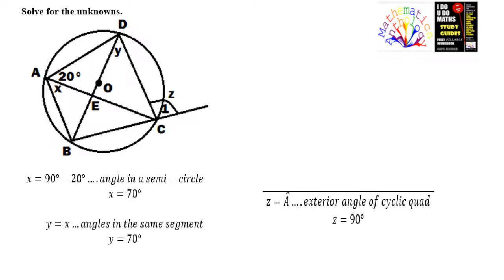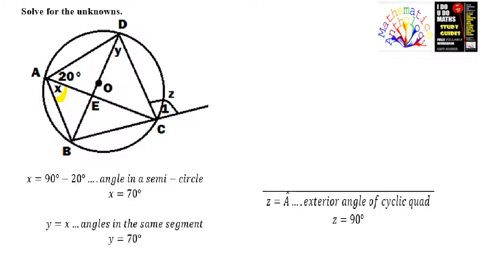Let's solve for the unknowns here. We're given a circle with the cyclic quad in the middle of it. So the unknown here, the first one is x. As soon as I see a bow tie in the diagram, the first thing I look for is angles in the same segment.